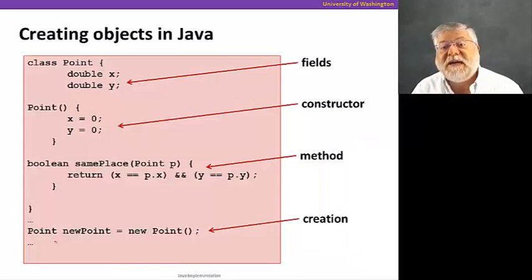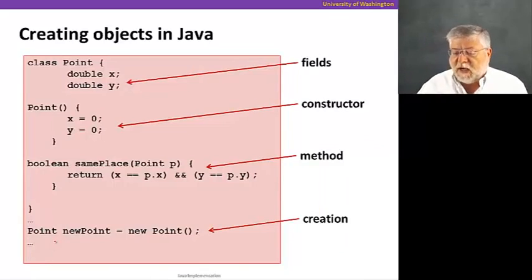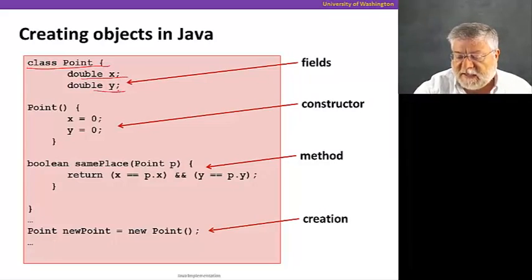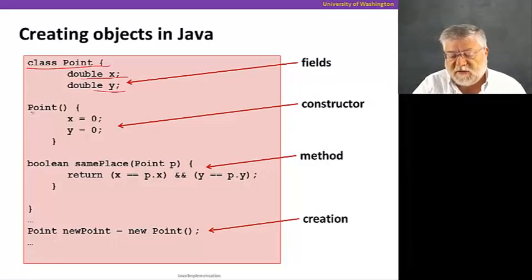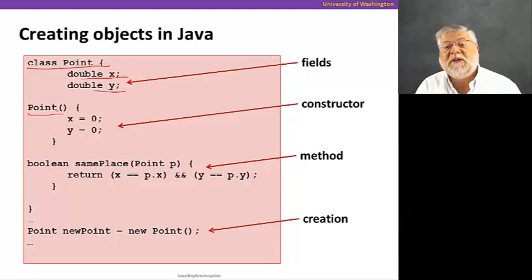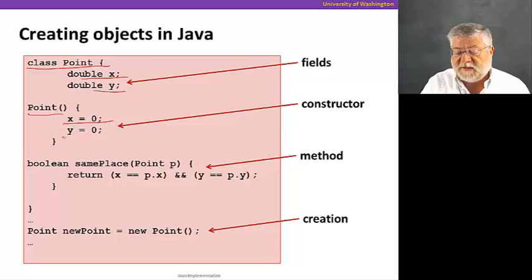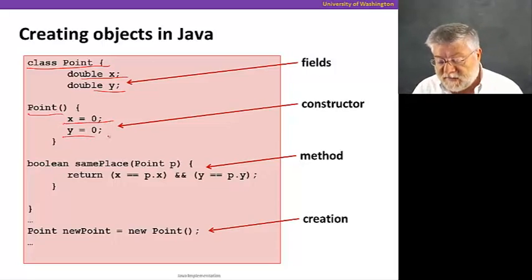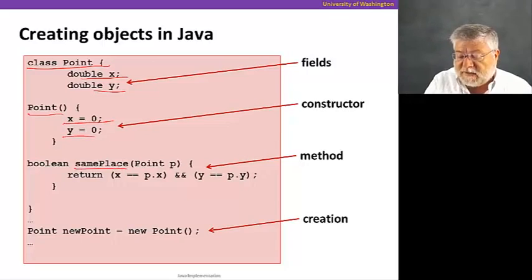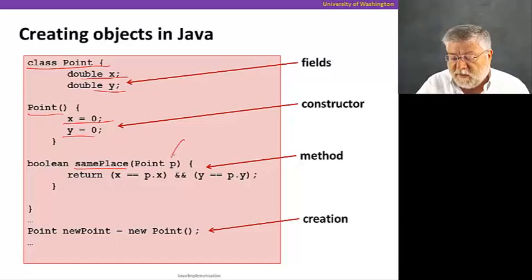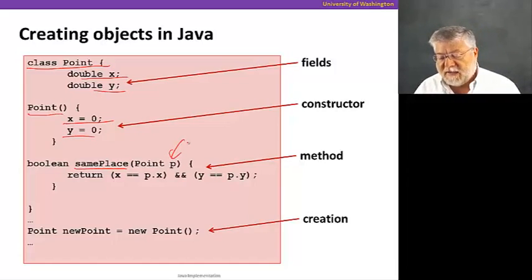Let's take a look at objects in Java in a little bit more detail. We're going to run through this example for a couple of slides here. We defined a class called point. It has two fields, x and y coordinates. It has a constructor, a method that is called whenever we create a new object of this type. And what this one does is just initialize those coordinates to 0. It also has a method called samePlace, which takes one argument, another point, and compares the x coordinates and y coordinates and sees if they're the same, logically ANDing them together.